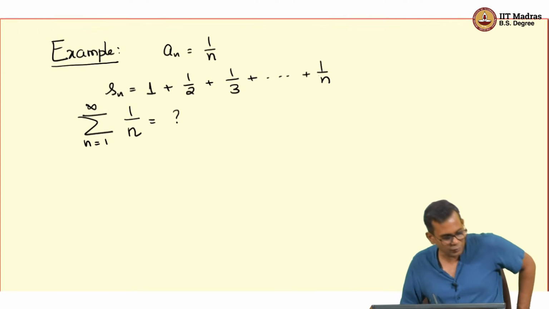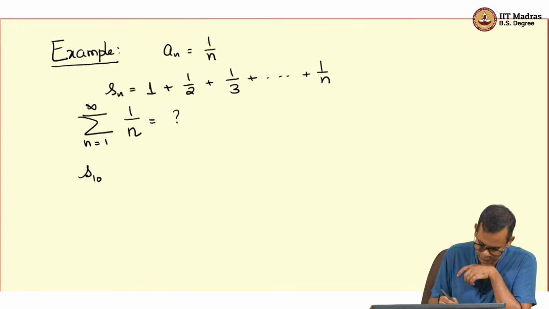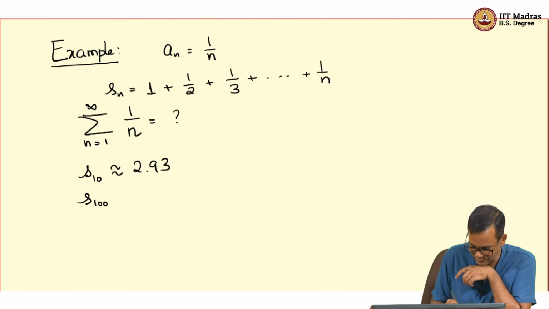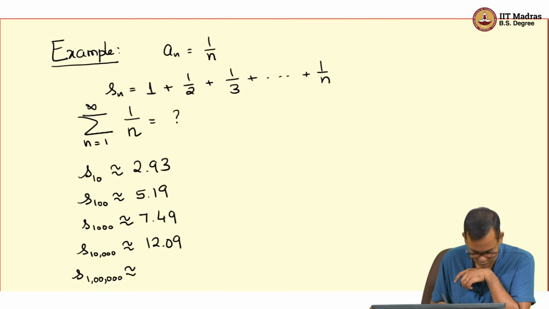Now, I sat down with my computer and I computed a few values for this infinite series. So, I found that S10 is about, well, not exactly, it is about 2.93, S100 is about 5.19, S1000 is about 7.49, S10,000 is 12.09, S1 lakh was the last I could do easily, is about 14.39.